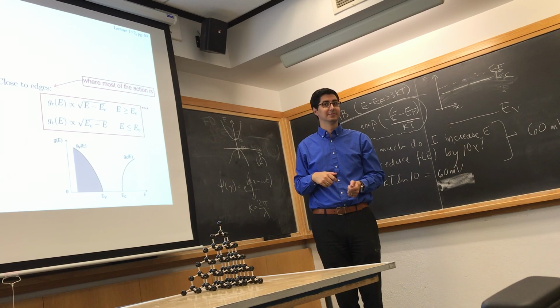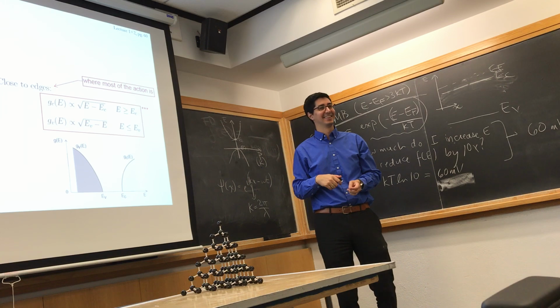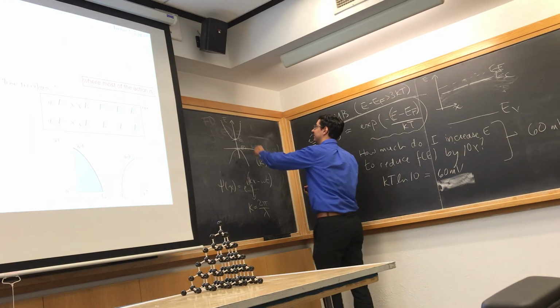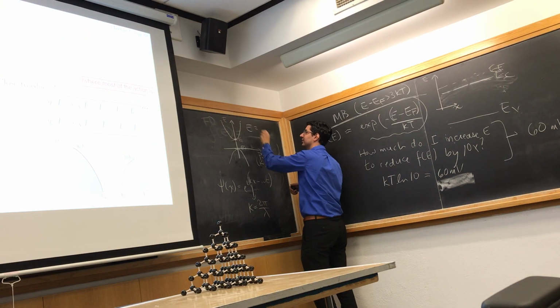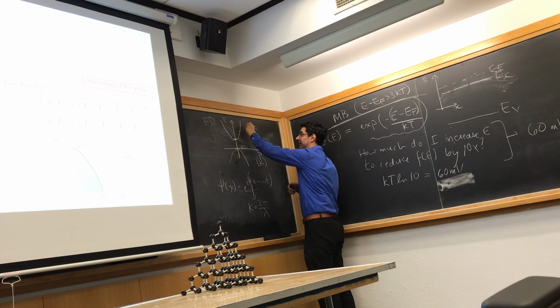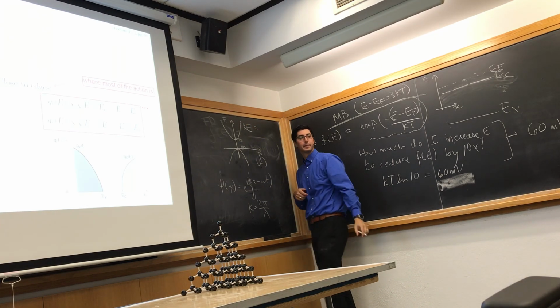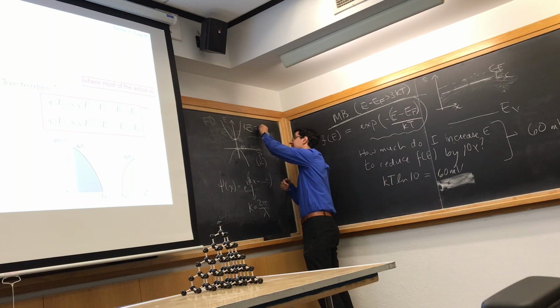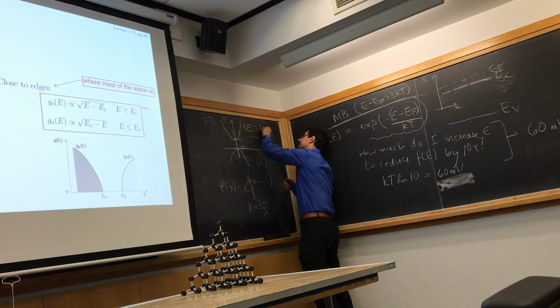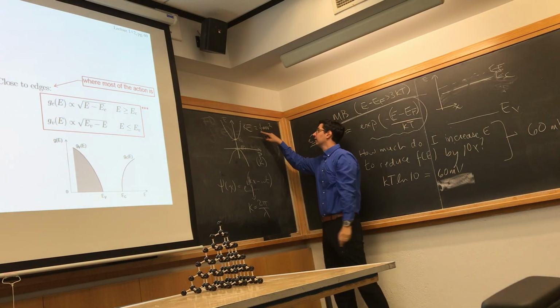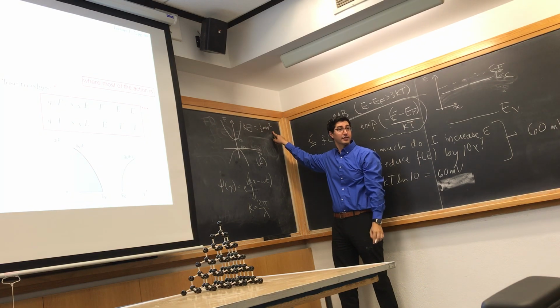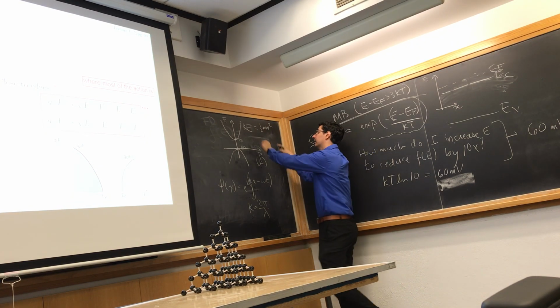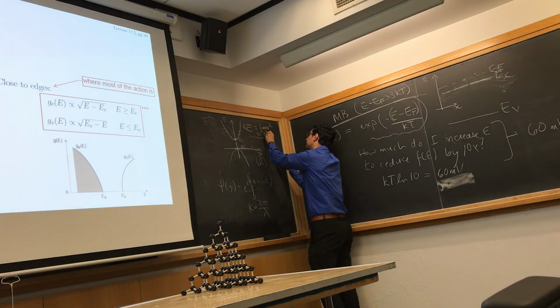P squared over 2m. E is equal to what? Maybe I'll write kinetic energy is equal to what? P squared over 2m. Okay, so typically people tell me this, 1/2 mv squared. That's something a lot of people are familiar with, but it is exactly the same as p squared over 2m.